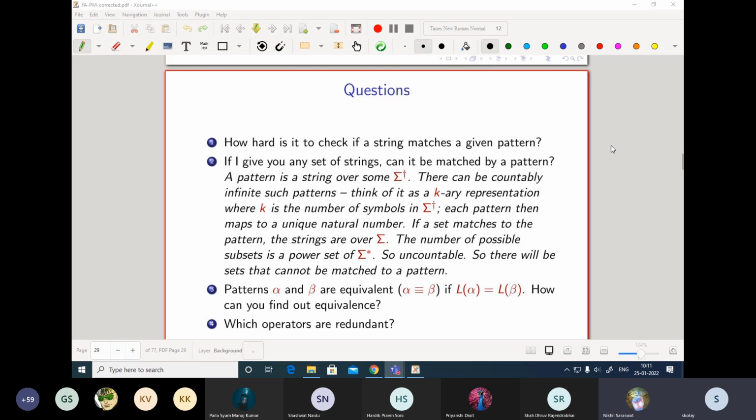The third question is, suppose I give you two patterns. You want to check whether they are equivalent or not, meaning whether they match the same language or not. And the last question was, are there any operators that are redundant? We defined patterns on sigma dagger, which contains sigma and some other symbols, most of which were operators, plus some bracket symbols. But are there any operators that are actually redundant, meaning they can be expressed using other operators?